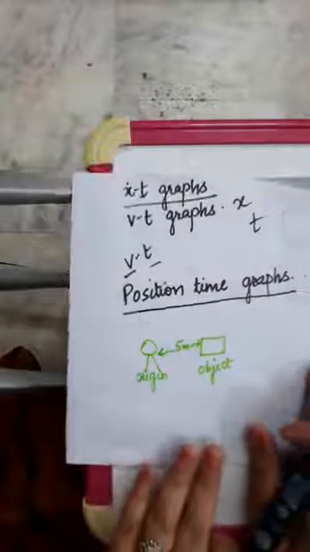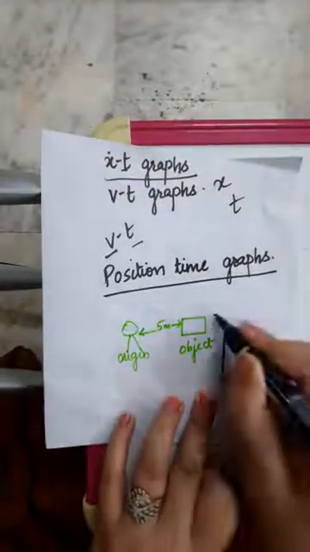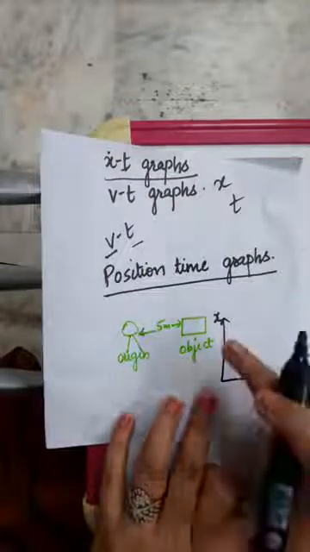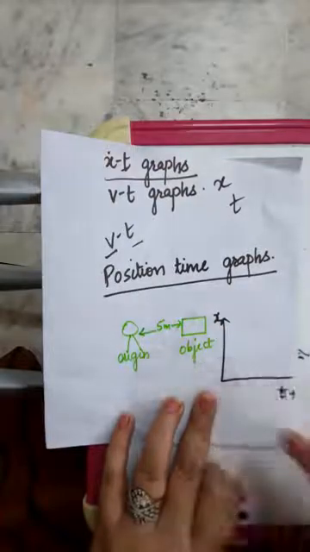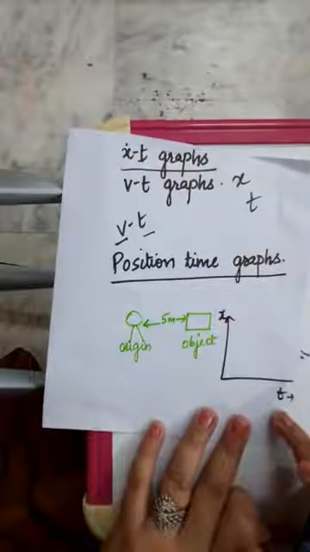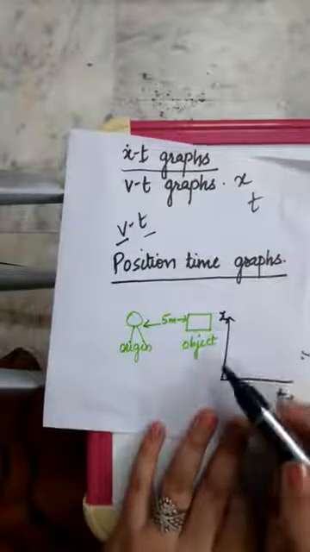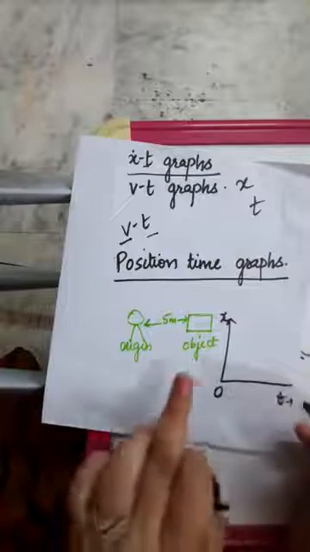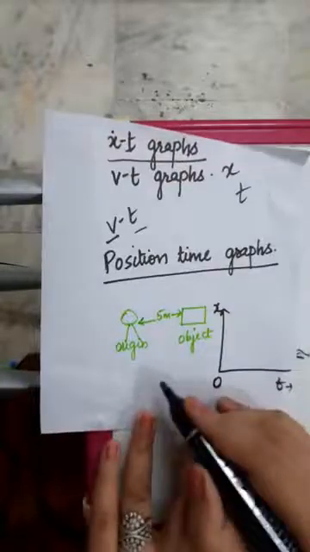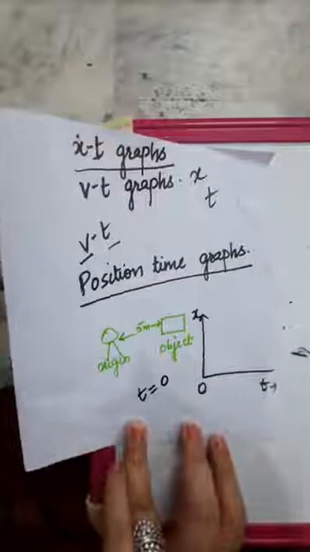First of all, I am recalling the position time graph for you. This is X position. This is T time. Position is kept at the y-axis. Time is kept at the x-axis. Time is an independent variable. X is a dependent variable. Now this is the origin, when you have just started recording the observation. So that time is written as t equals 0.